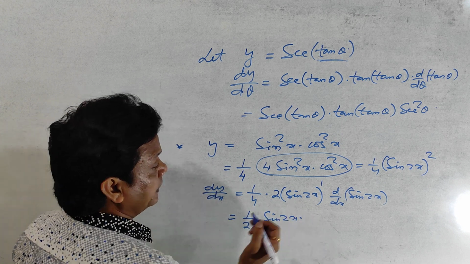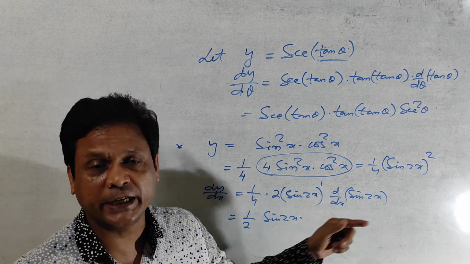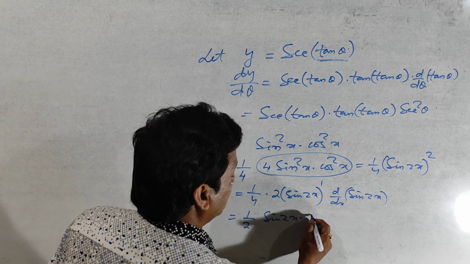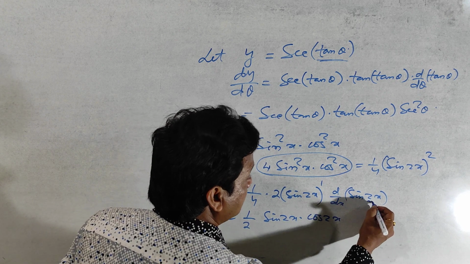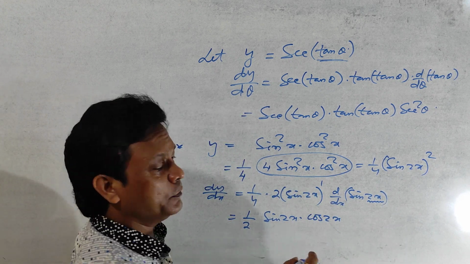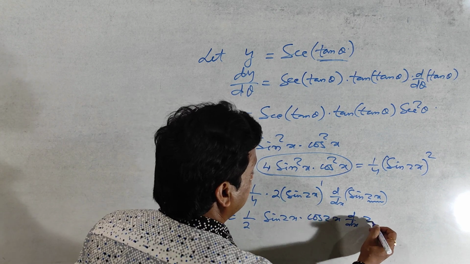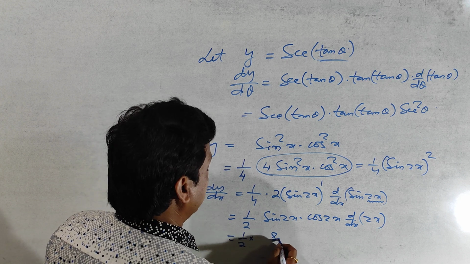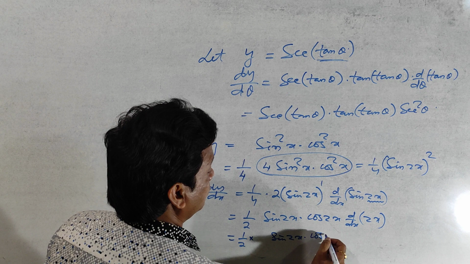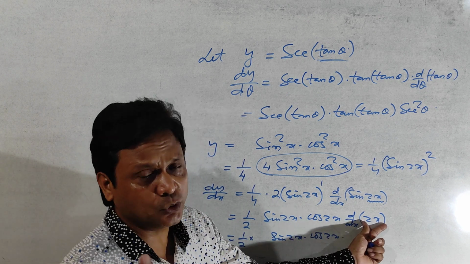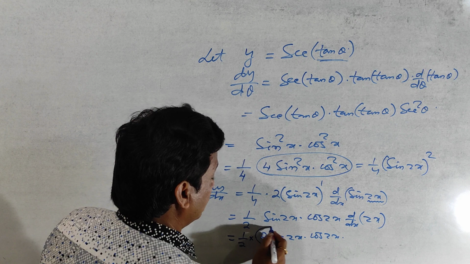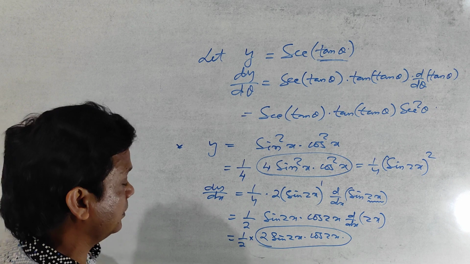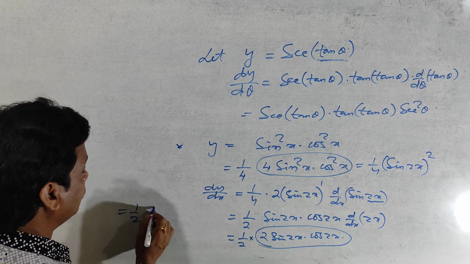So sin 2x into, this is in the form of sin u, and the derivative of sin u is cos u into du by dx. Here u is 2x. So cos 2x into derivative of 2x. See here how interesting it is. It remains half into sin 2x into cos 2x into derivative of 2x, which is 2. So it is 2 sin 2x into cos 2x. It is in the formula 2 sin theta into cos theta, which is sin 2 theta. So the answer will be half sin 2 theta.